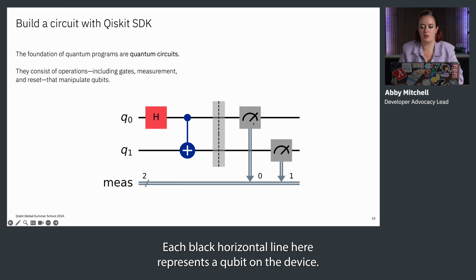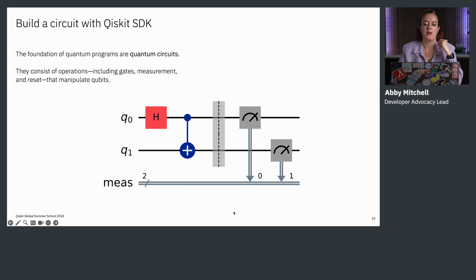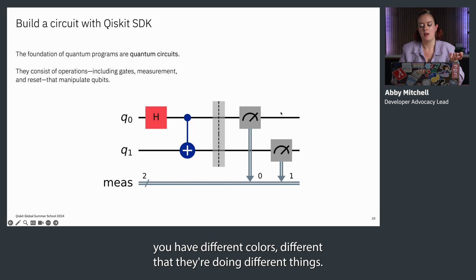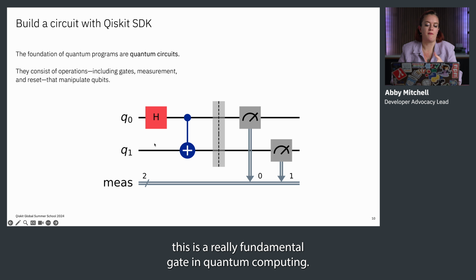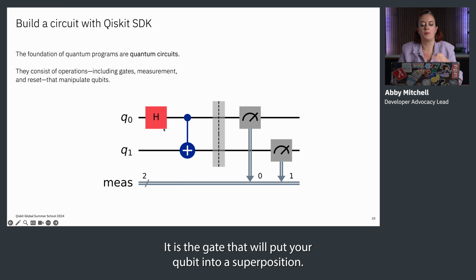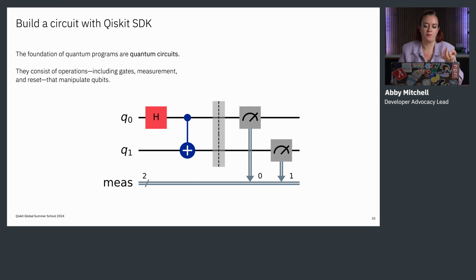Each black horizontal line here represents a qubit on the device. And each block here, you have different colors, they're doing different things. These represent operations that can be done on that qubit. So here, this big red square, this is a Hadamard gate. This is a really fundamental gate in quantum computing. It is the gate that will put your qubit into a superposition.